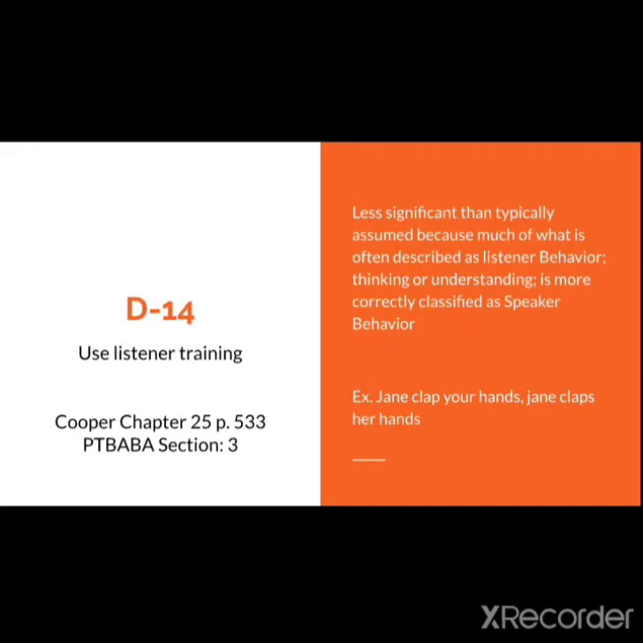Then we have D-14. So we spoke a little bit about the listener, going more in depth into listener training. It's less significant than typically assumed because much of what is often described as listener behavior, thinking, or understanding is more correctly classified as speaker behavior. So for example, you say, Jane, clap your hands. Jane is going to clap her hands. That is the listener responding to the speaker. You say, hey, pass the salt. They pass the salt, you say thank you. That is listener training. In listener training, the behavior is typically non-verbal, whereas tact training and mand training are going to be verbal responses.